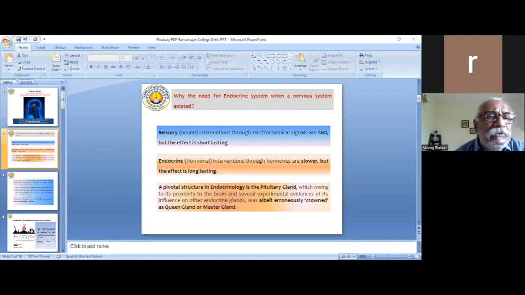The human pituitary is about 13 by 10 by 6 millimeters, which is the dimension. And the weight is around 500 milligrams in a normal adult human being.